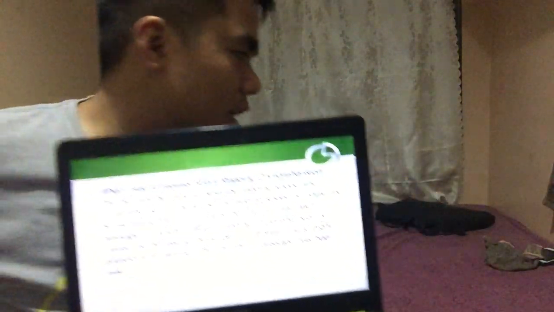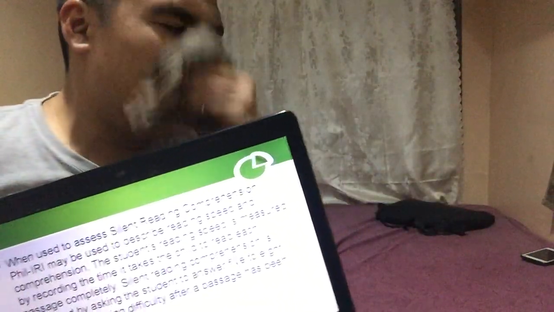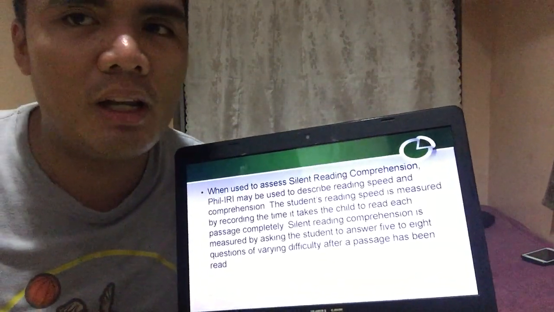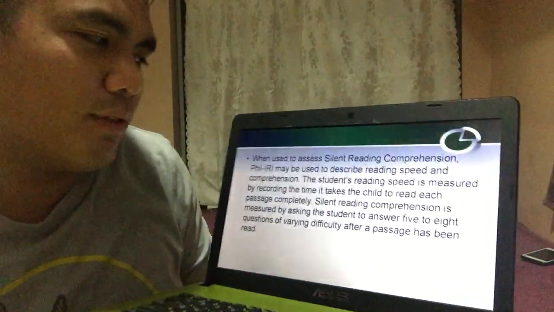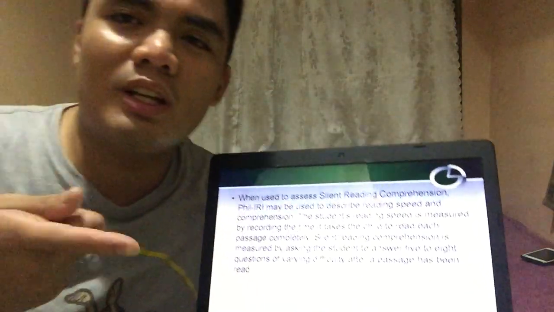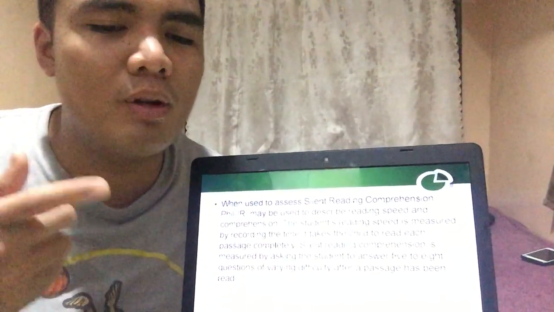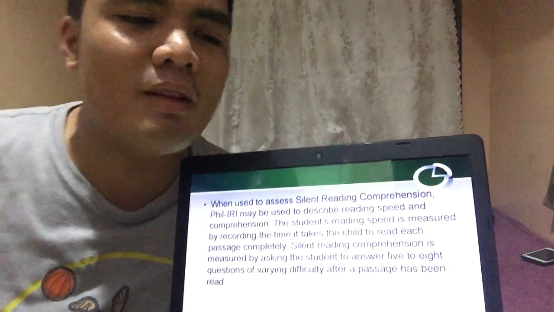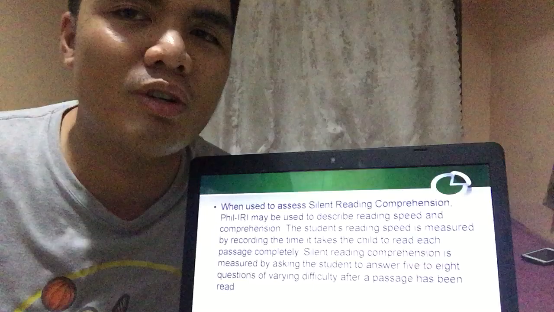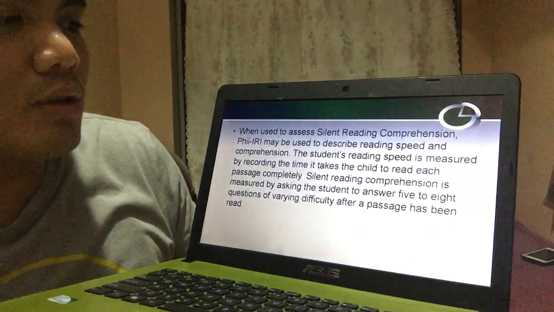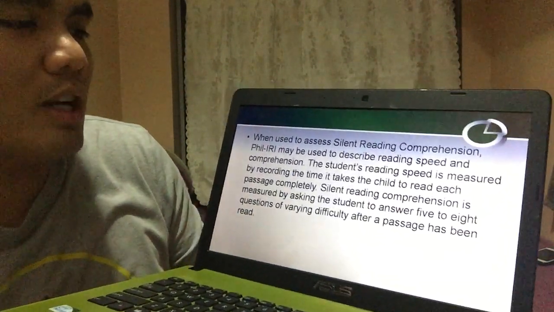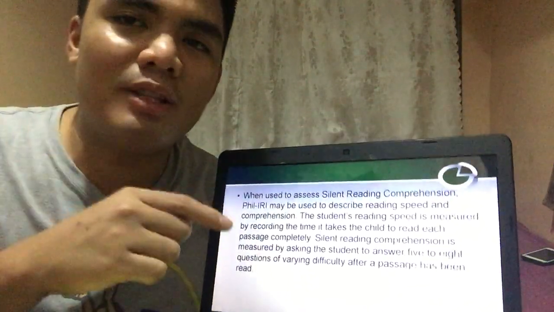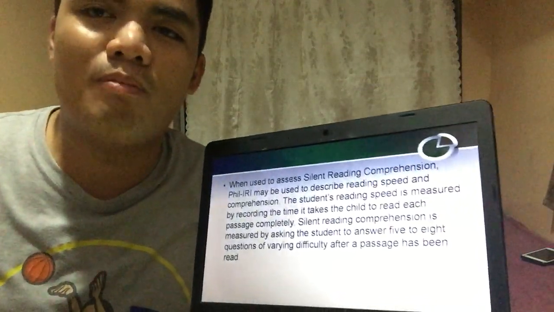When used to assess silent reading, this was considered as one of the harder types of tests that I have experienced while having this case study. You cannot assess the simple reading speed of the kid, especially now that they are reading by themselves. What is assessed here is more the comprehension of the kid. The student's reading speed is measured by recording the time it takes the child to read each passage completely. And the silent reading comprehension is assessed by answering questions with specific points assigned.